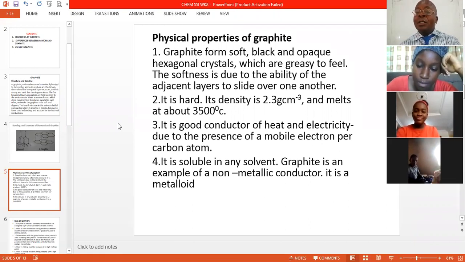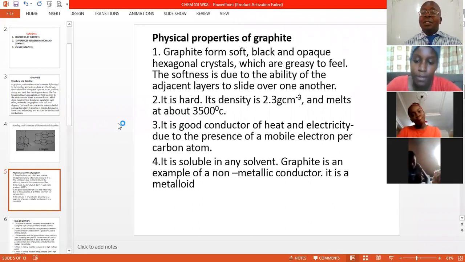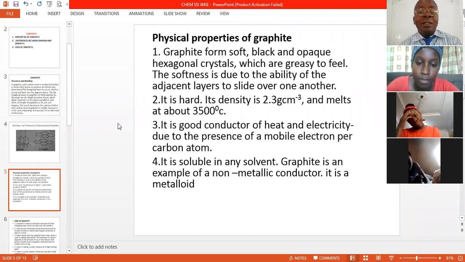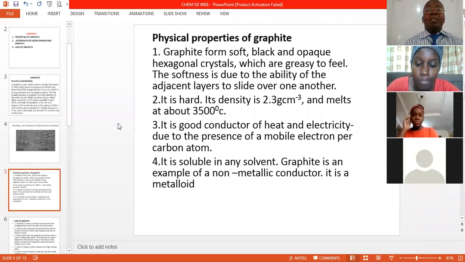It has what? High density, and so on and so forth. So now look at the physical properties of graphite. Like we said, graphite is soft, black, and opaque, and has hexagonal shape. You can see it in number 1 there. It's soft, black, opaque, and has what? Hexagonal shape.